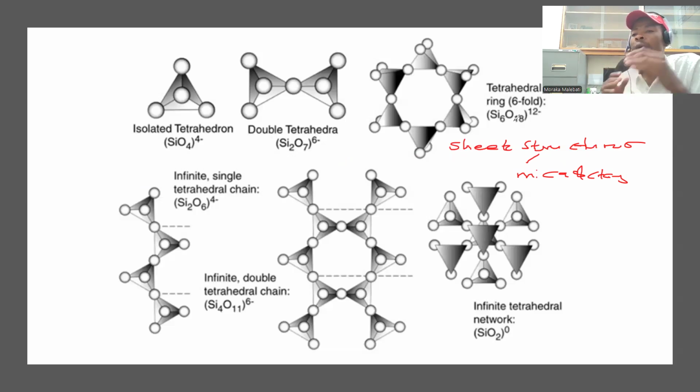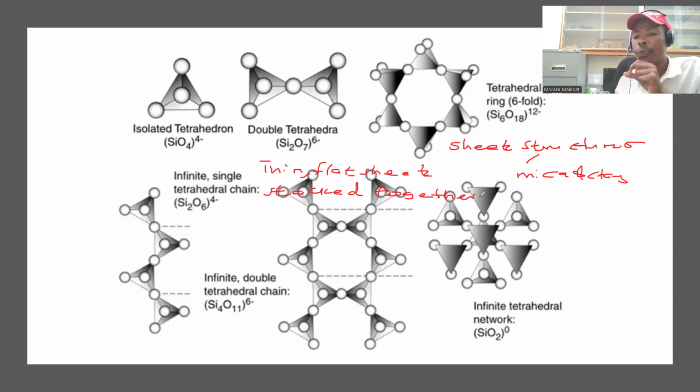You have thin flat sheets which are stacked together. So for phyllosilicates, you have thin flat sheets which are stacked together.